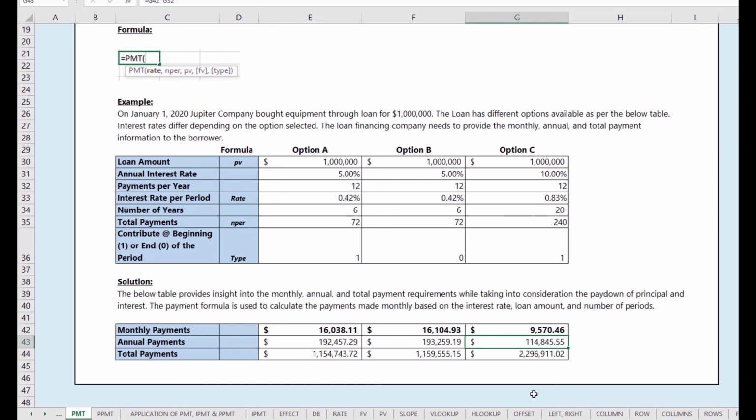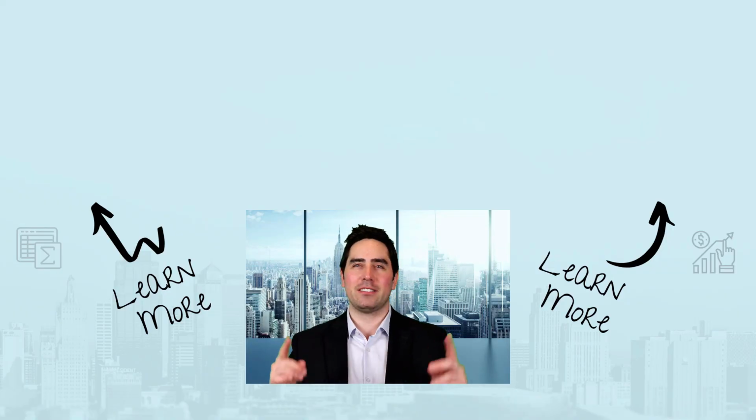It's $26,000 for option B and $25,000 roughly for option A. So the amount varies significantly on a per annum basis when you take a look at the total interest payments under options A, B, and C. Options A and B are far more affordable from an interest expense perspective compared to option C. But the total cash outflow is much greater, almost double at $16,000 per month versus $9,000 per month under option C.